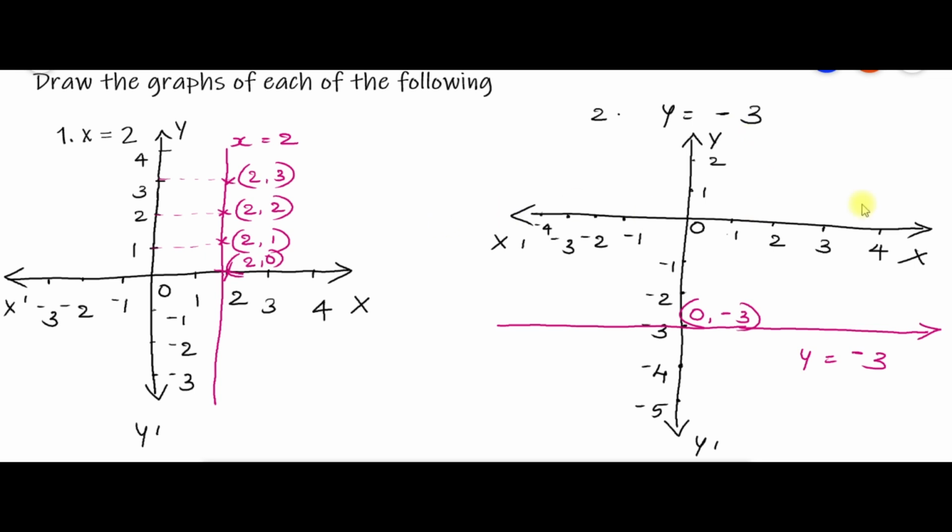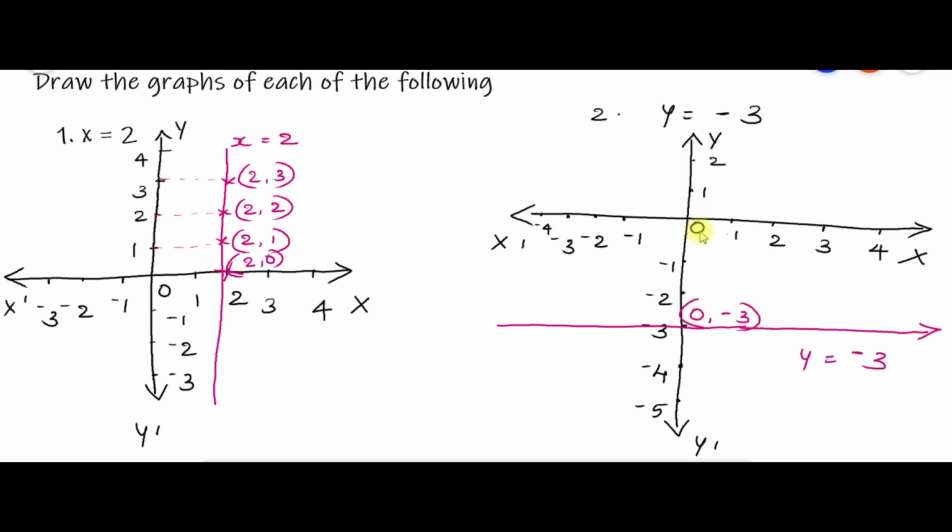Y equal to minus 3, this is your x coordinate and this is your y coordinate. This one from 0, 1, 2, 3, 4 and this one from minus 1, 2, 3, 4, minus 2, minus 3, minus 4 and so on. Here upwards 1, 2, 3 and downwards minus 1, minus 2, minus 3, minus 4. So here you have to note that y is equal to minus 3. Y is equal to minus 3 indicates that x value is equal to 0. So 0, minus 3 point you have to plot.